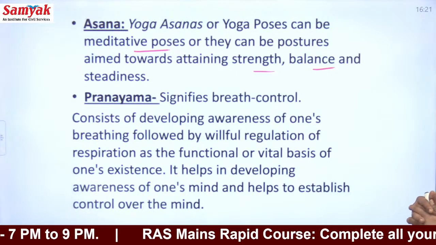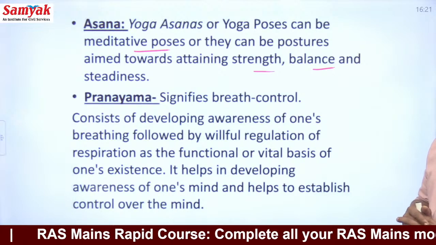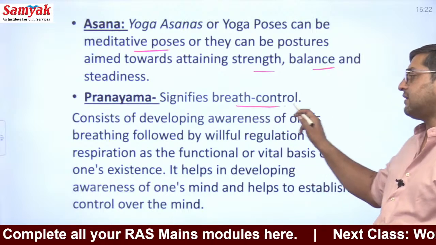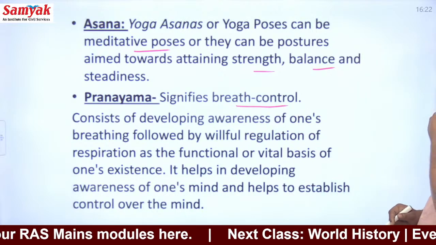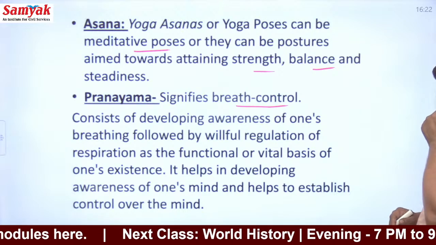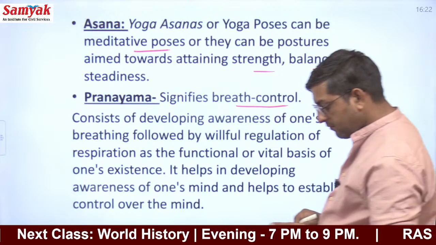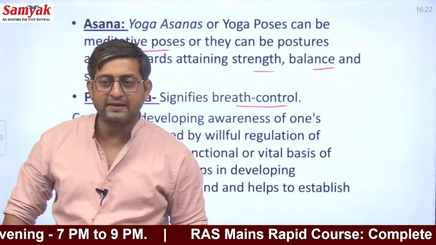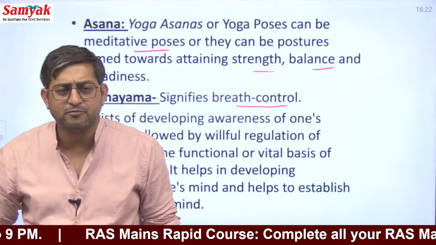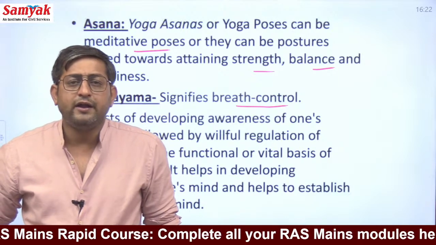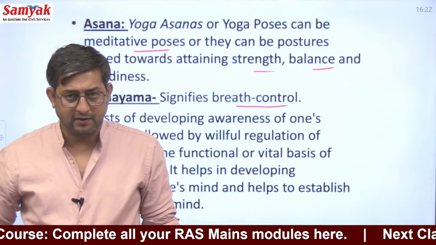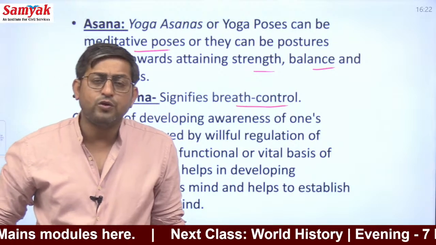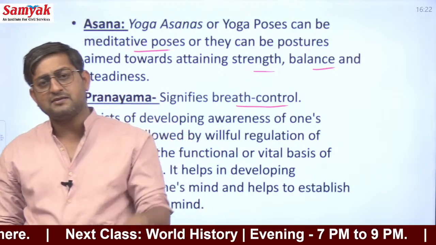Now coming to the fourth element of the Ashtanga yoga, that is the pranayama. Now pranayama is very important in daily life also. Pranayama signifies breath control. So it is about controlling the breath. Rather than controlling the breath, it is more about being aware of the breathing. So when breath is coming in and when breath is going out, all these things should be done with consciousness.